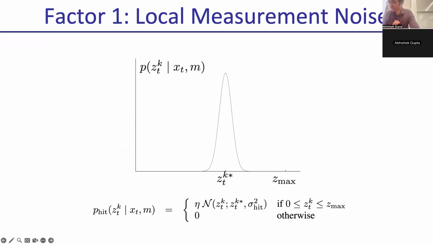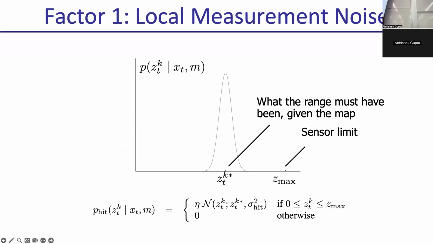So it's a pretty simple Gaussian noise, which is just centered around the true distance. Z_t^k* is your true distance. The likelihood of producing, on the x-axis, the different Z you can produce. The likelihood of producing Z_t^k* is the highest, since that's the most accurate, but there's some likelihood of making a small error. So it's just Gaussian noise around the true distance. That's the first type of error we'll have.